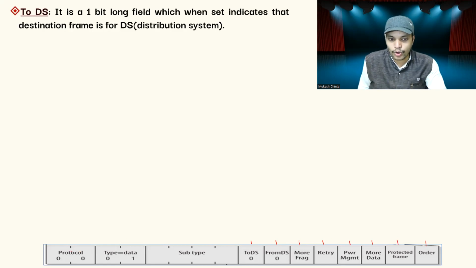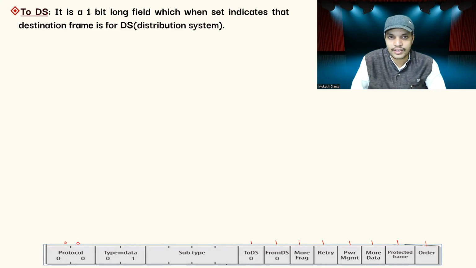So I discussed the protocol version, where these are all zeros. There are 2 bits, it is 0. And next we have the type, which is 2 bits in length, and then the subtype, which is 4 bits in length. And after these two fields, these are the ones which follow in your frame control field. So let us discuss each one of them in detail.